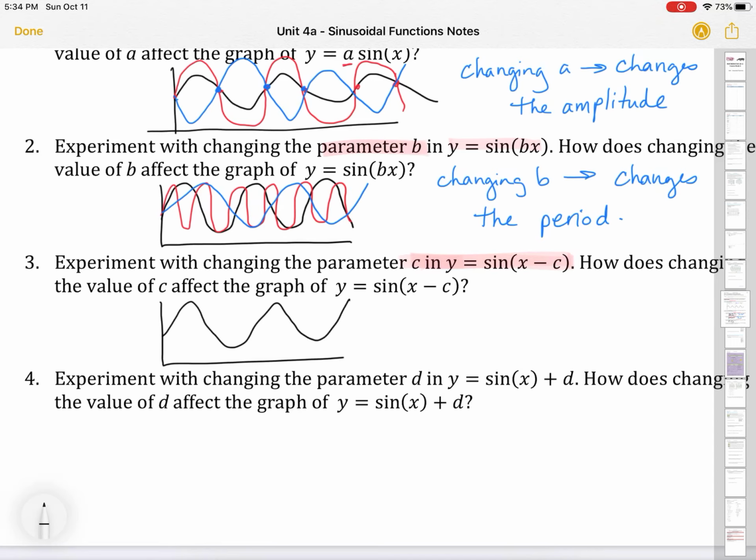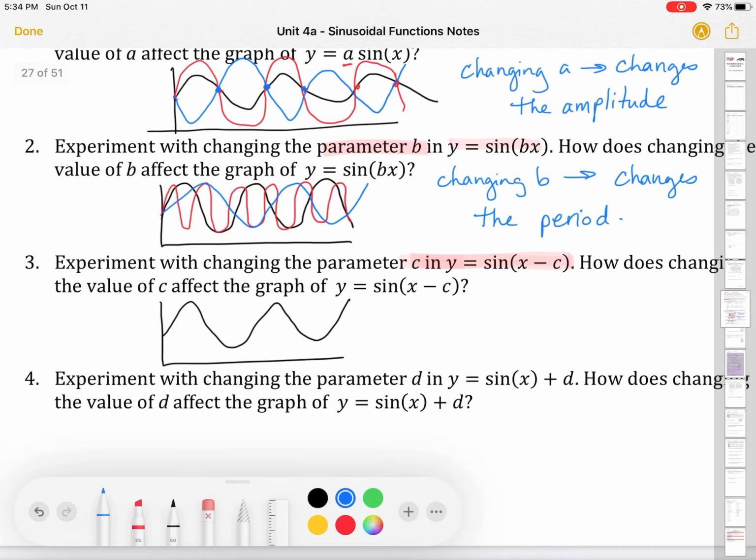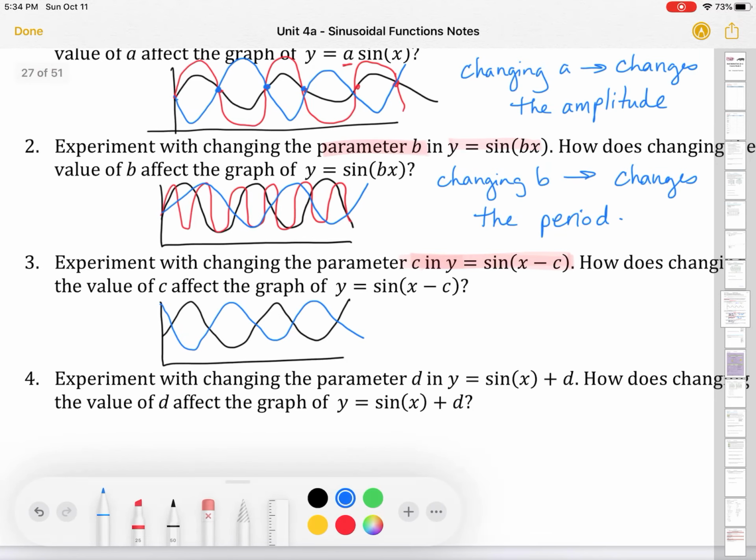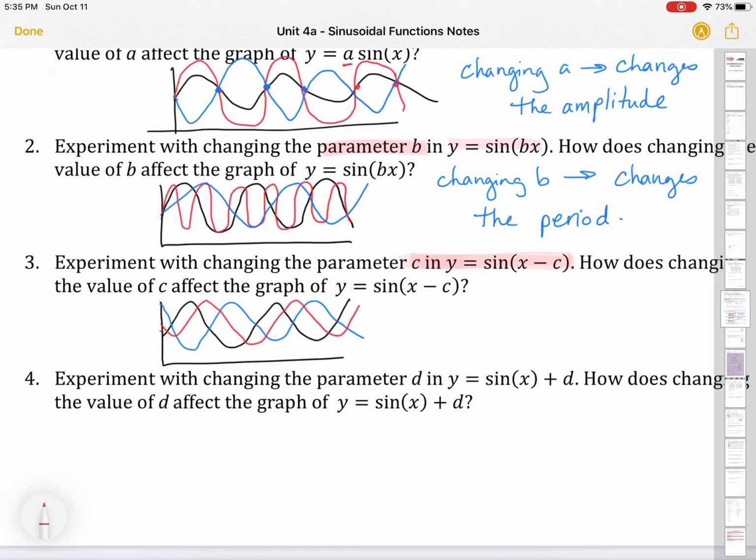So we change c, so we have our basic sine function. And c, what starts to happen is we start to get a horizontal translation, right? So the shape is very much the same, but we're getting a horizontal shift or change to it. So what might happen is it will echo that same shape, but it'll be shifted back and forth. So changing c, we get a horizontal translation.